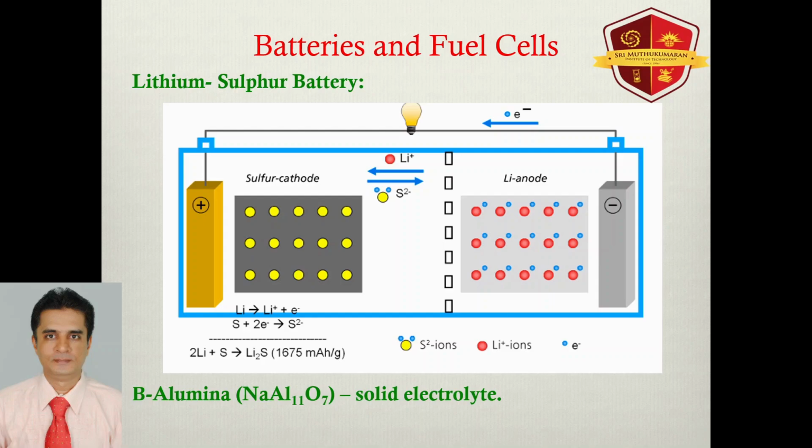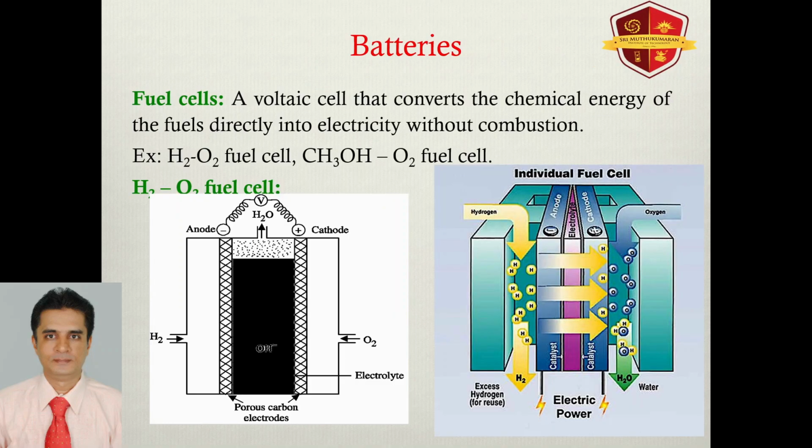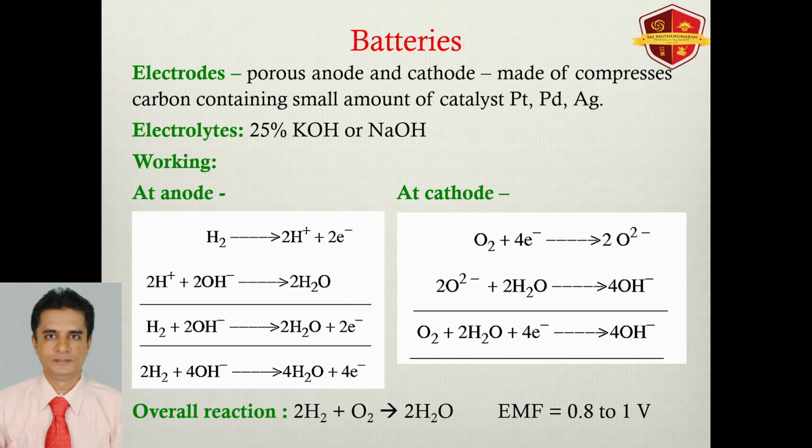The picture shows a lithium sulfur battery, and how it is charging and discharging. Fuel cell: a voltaic cell that converts the chemical energy of fuel directly into electric energy without combustion. Examples: hydrogen oxygen fuel cell and methyl alcohol oxygen fuel cell. The hydrogen oxygen fuel cell is shown on the left-hand side and the methyl alcohol oxygen fuel cell on the right-hand side. Electrodes: porous anode and cathode made of compressed carbon containing a small amount of catalyst like platinum, palladium and silver. The electrolyte is 25% sodium hydroxide or potassium hydroxide.